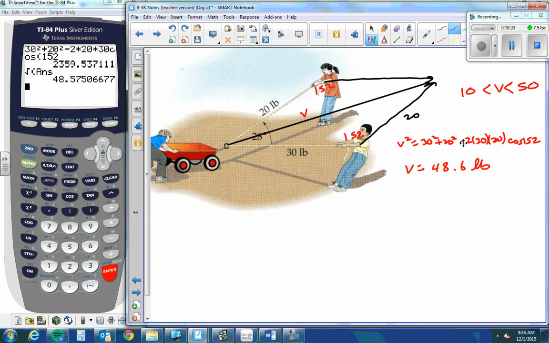All right, so now I also want to know the direction. I want to find this angle first, right here. So we do law of cosines again, the other version now. So cosine of theta equals, and in this version you do the adjacent squared plus adjacent squared, so the 30 squared plus the 48.6 squared, minus the opposite side squared, over 2 times adjacent times adjacent. And when you go to type this one in, make sure you're very careful with parentheses.